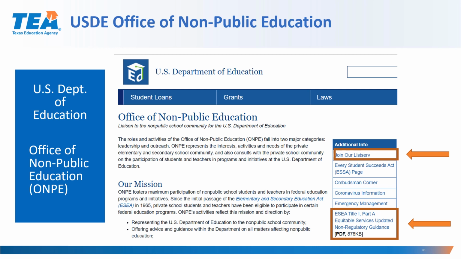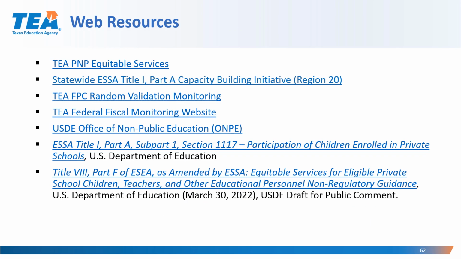The latest Title I Part A Equitable Service Guidance is dated October 2019. We are still awaiting an updated ESSA Title VIII Equitable Services Guidance that has not been delivered yet. You may also view other documents on the TEA PNP webpage, the statewide ESSA Title I Part A Capacity Building Initiative by Region 20, and the USDE Office of Non-Public Education.